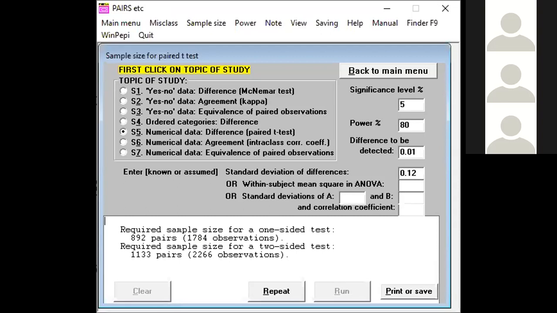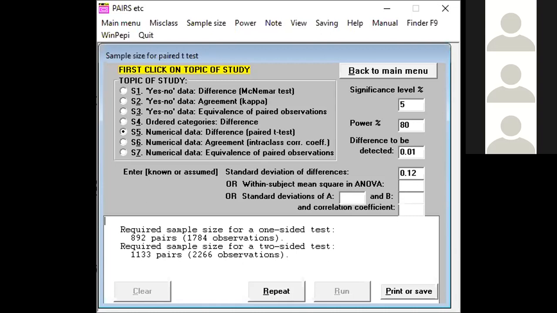So if you go back, everybody just go back. Like I said, the only thing you put in was just the difference you want to detect. The only value you put in was the difference. And if you look at the formula for the pair, you know that it is very simple. The difference and the standard deviation of the difference. How do you get the standard deviation of the difference?